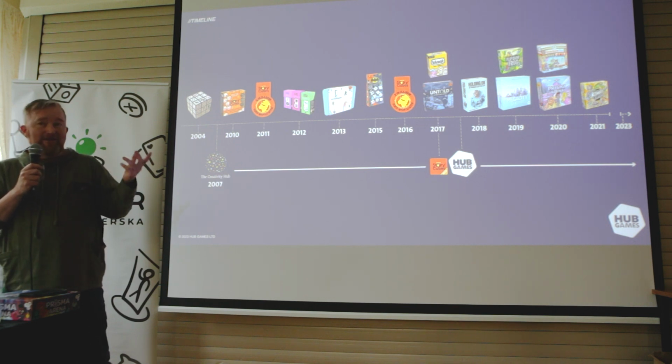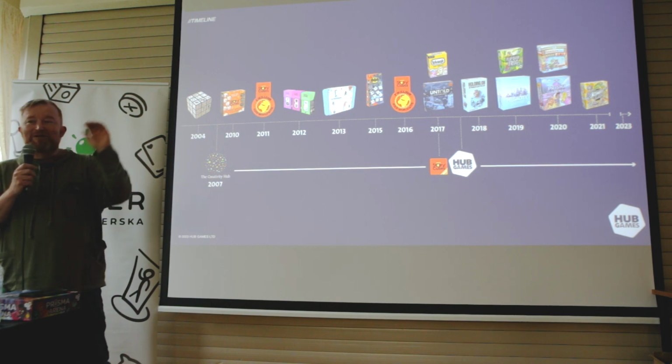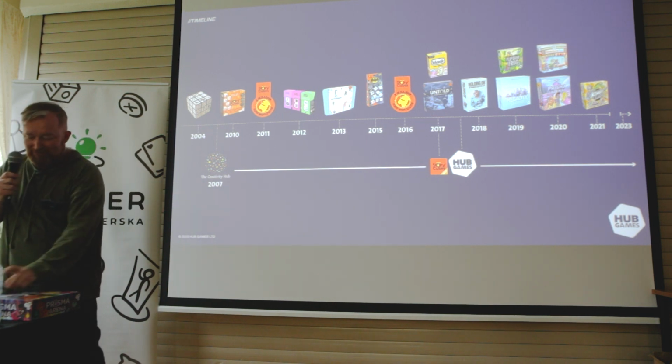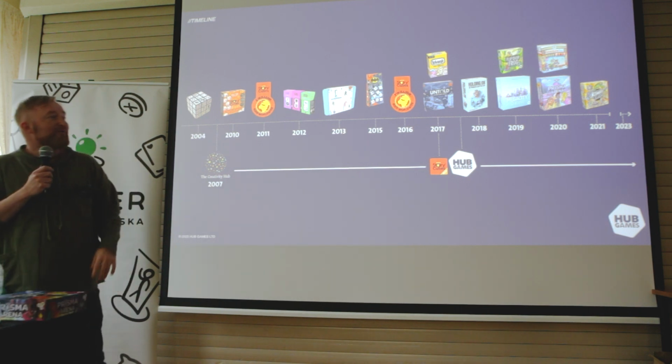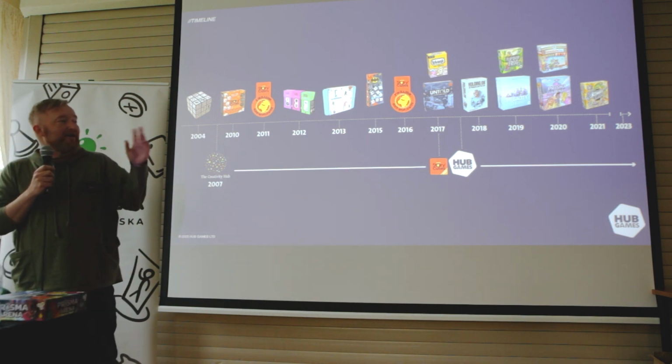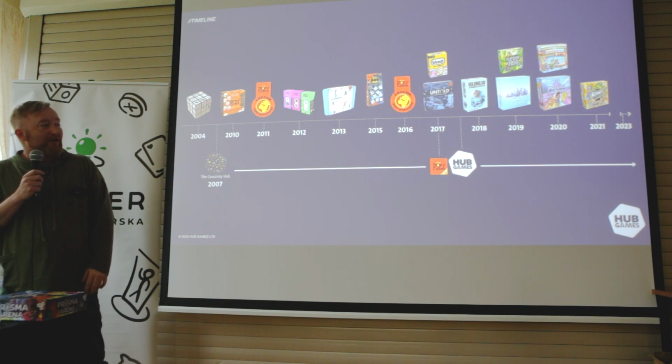2020 was during the height of COVID. These games appeared and disappeared. So I brought one just to prove that it exists. So that was Adventure Mart and Prism Arena, and then 2021 Combo Clash.